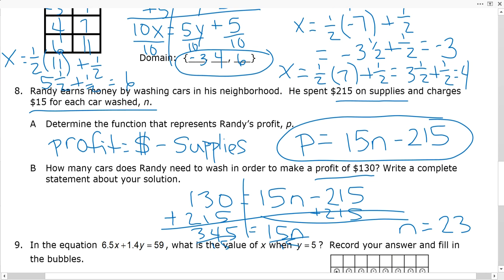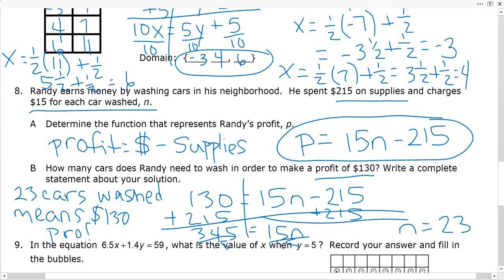So my complete sentence is going to be 23 cars washed means, or adds, or totals, or whatever, means $130 profit. Since it asked me for a complete sentence, or statement, here it is.